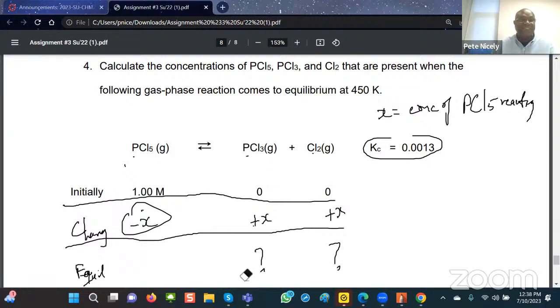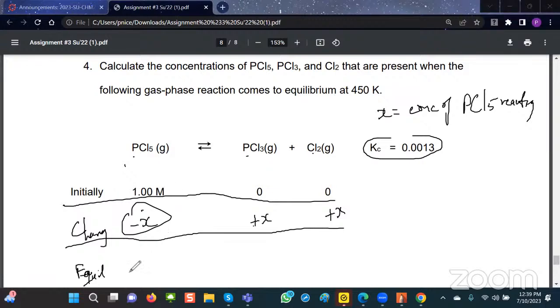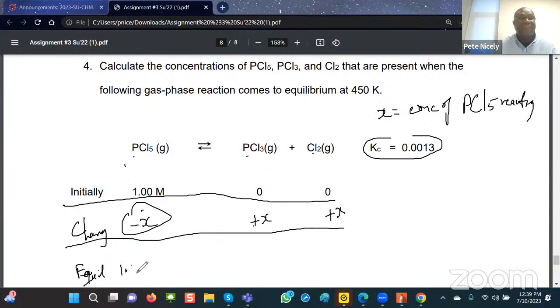So how would you complete this last line? Let me erase the question signs here. Okay, so how would you complete this line here? All you have to do is add these up. 1.00 minus X. X plus 0 gives you X, right?